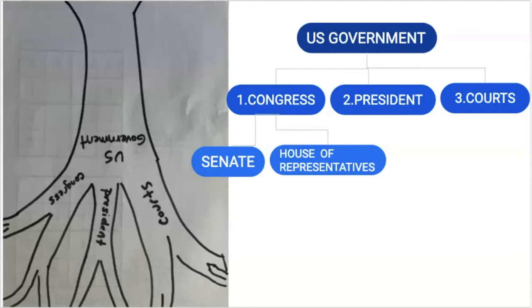I drew a tree so that you could understand this idea that a government breaks up into smaller parts. And so I turned my tree upside down and I put it next to this flow chart. This is called a flow chart. It basically has the U.S. government at the top and then the three branches right here: Congress, presidents, and courts. So these are the three branches, just like over here on the tree: Congress, President, and courts.